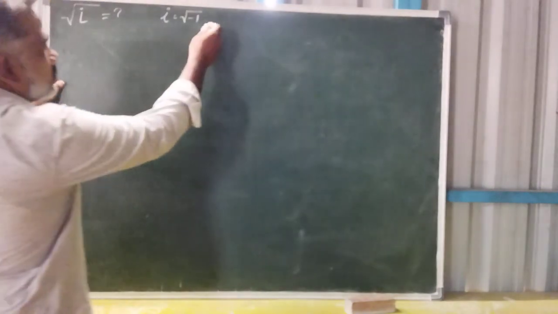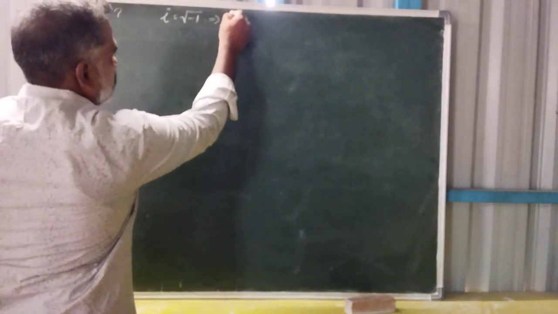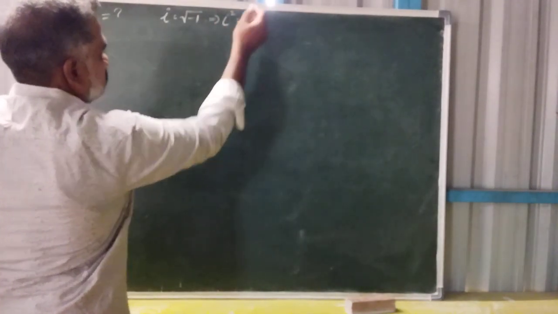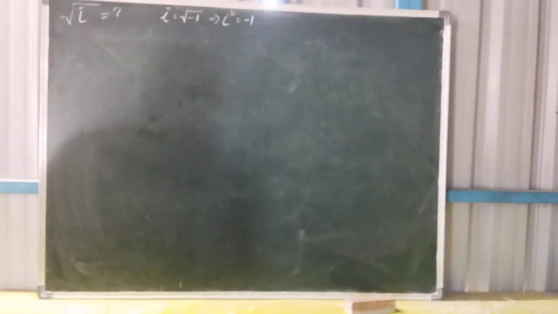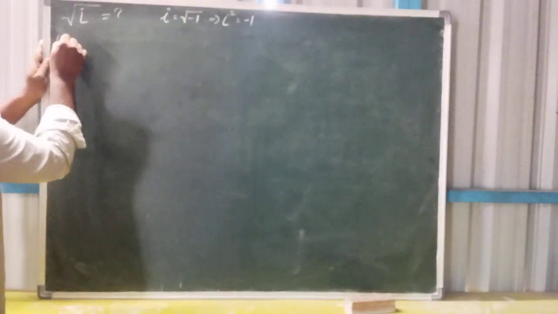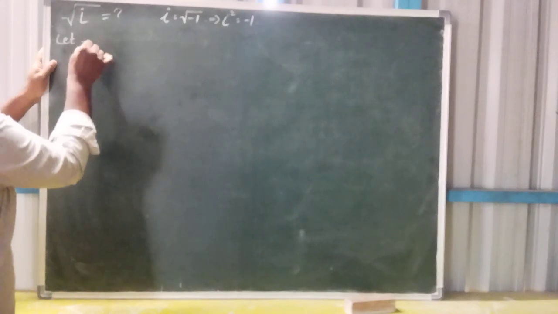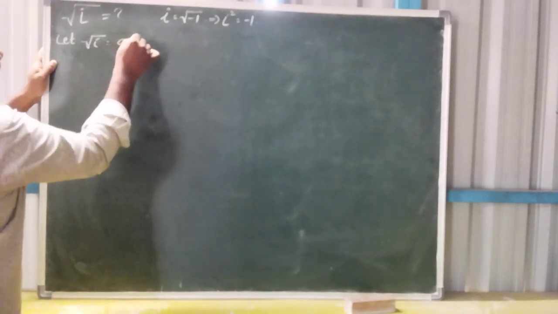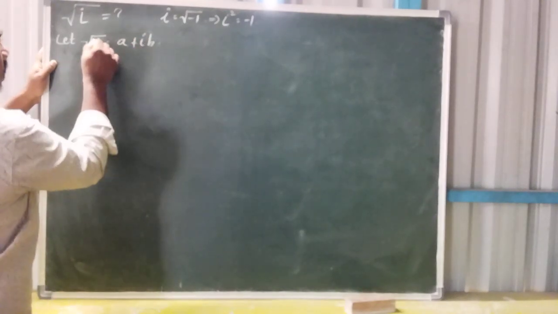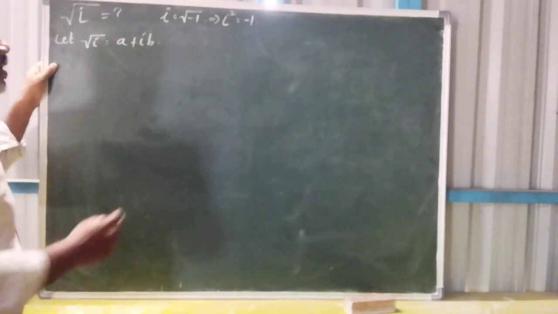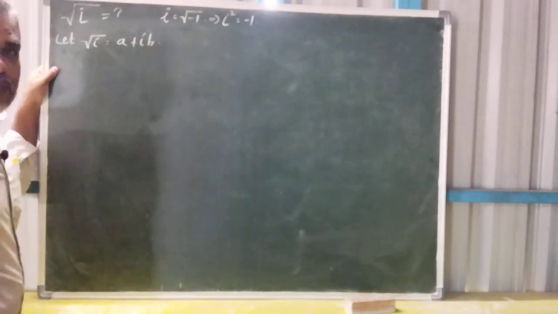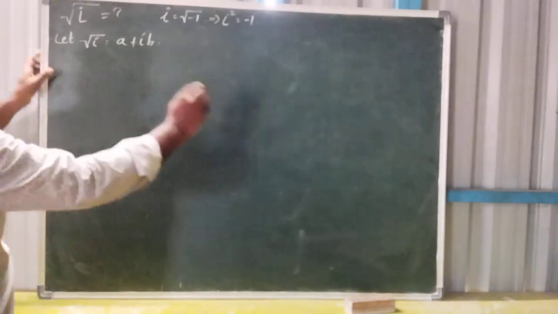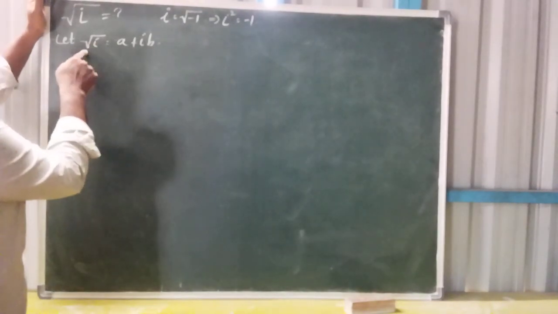So i is equal to root minus 1, we know that. So therefore i square is equal to minus 1. இதுவும் நம்மளுக்கு தெளிவாக தெரியும். Good. Now from here, let root i be equal to a plus ib. Let root i be a complex number, a plus ib. இதில் a என்றது real part, b என்றது imaginary part. Okay, good.